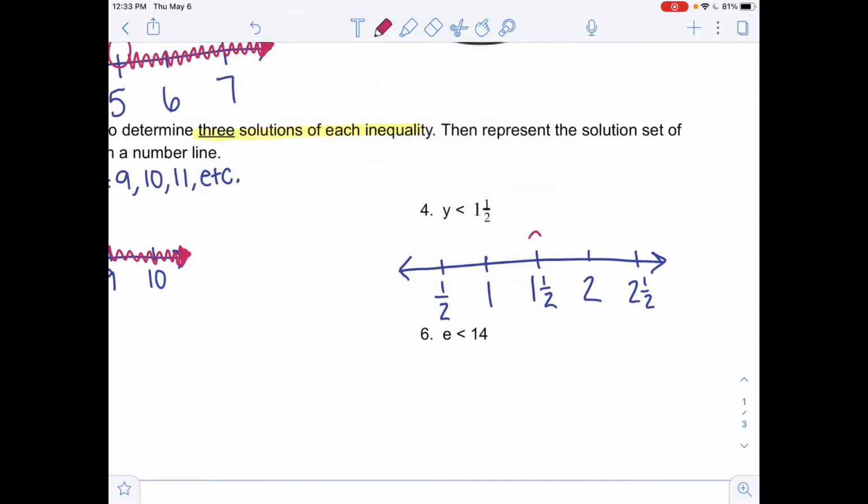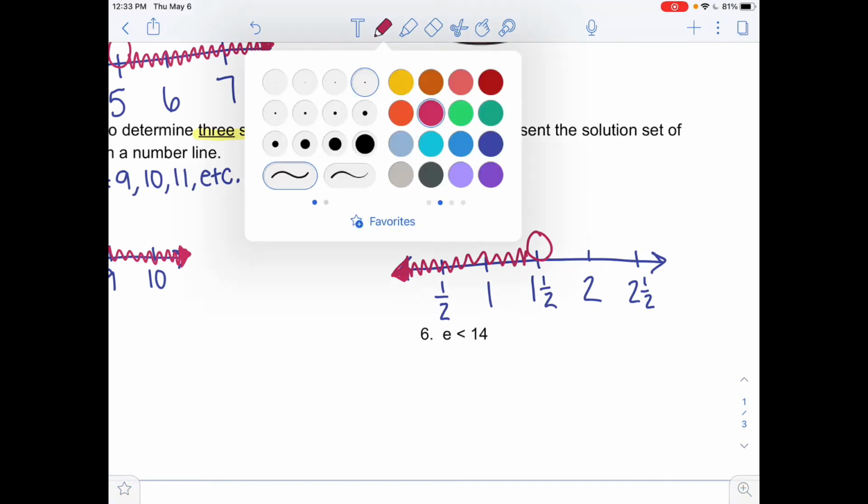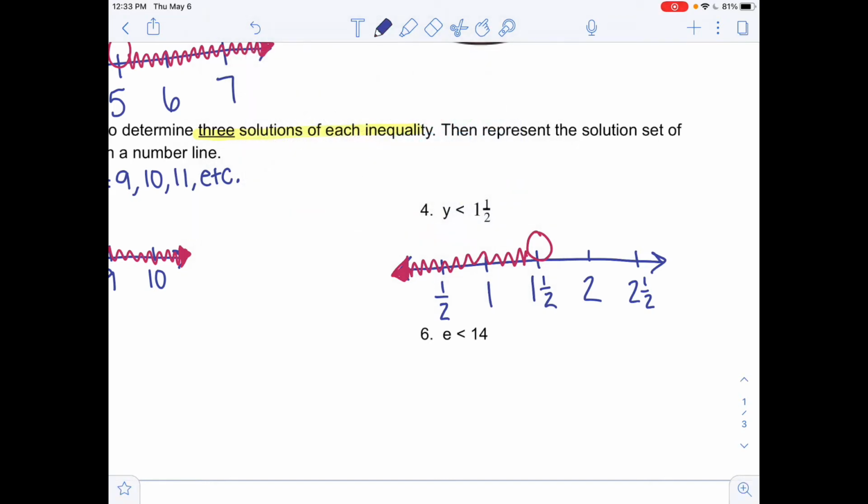I'm working with an open circle with less than. And I'm going to shade everything that would be less than 1.5. So going to the left on my number line. So possible solutions for y could be 1, could be 1/2, could be 0, anything less than that.